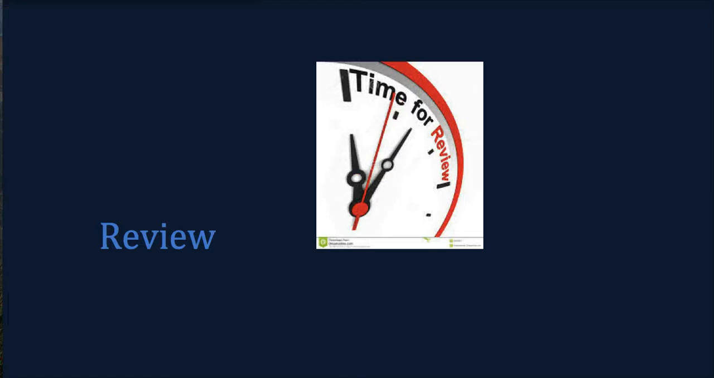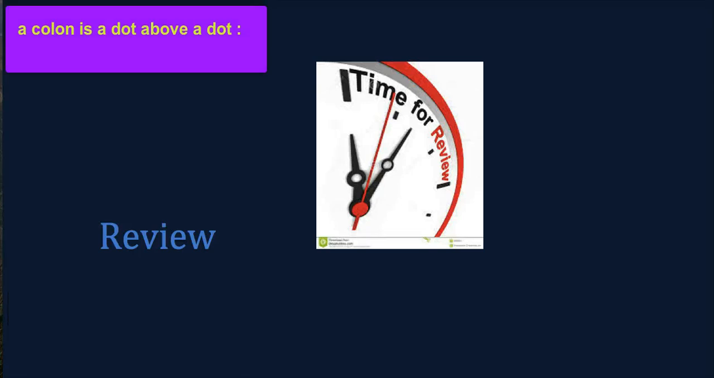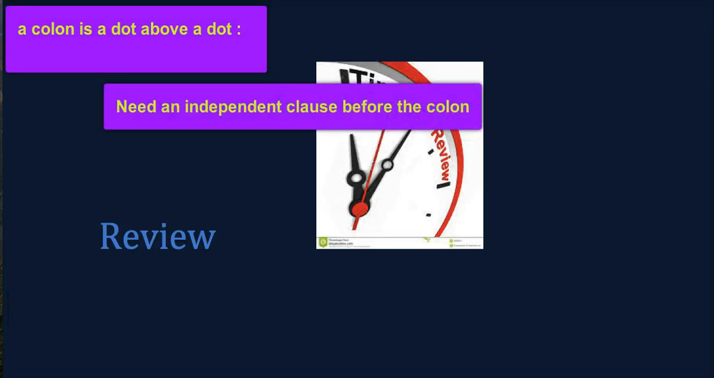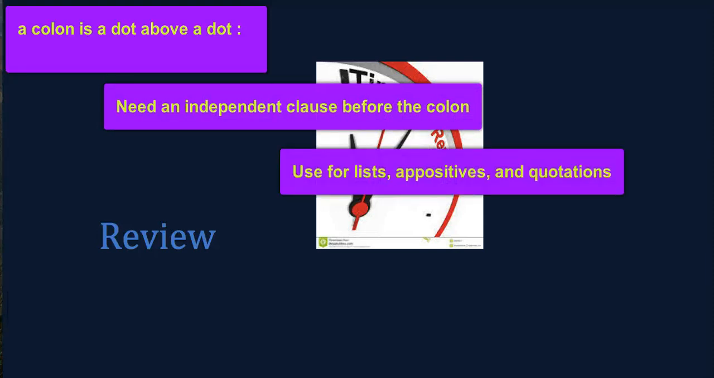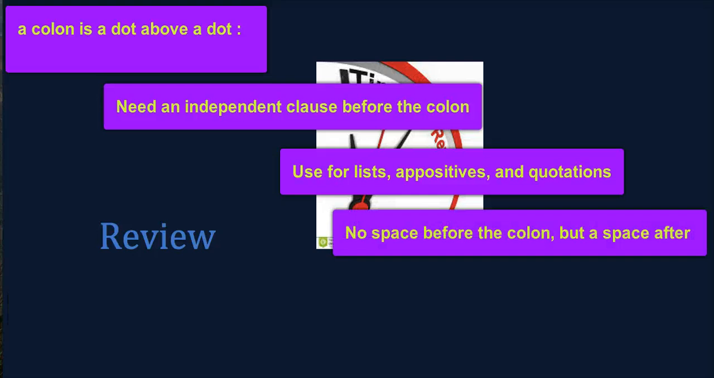Just as a quick review, remember what it looks like, a colon. It's a dot above a dot. Remember that you have to have an independent clause before you use it. It's used for lists, for appositives, for quotations. Remember that there is no space before the colon, a space after.